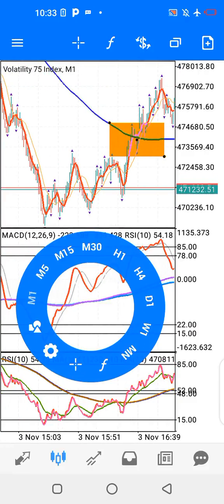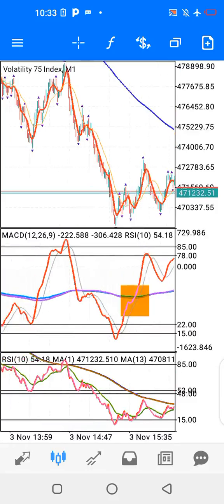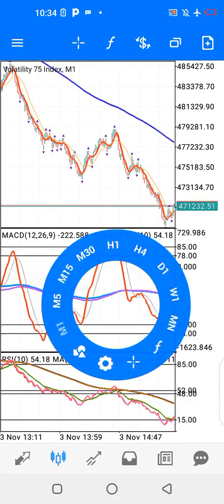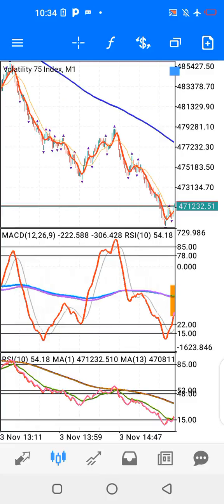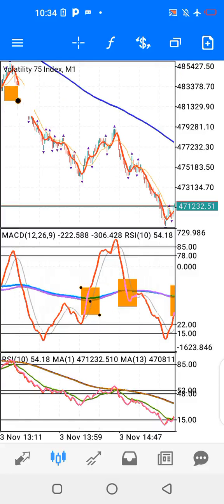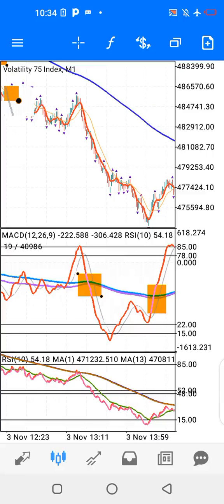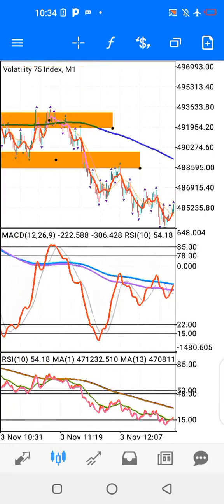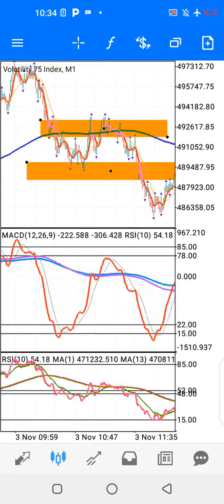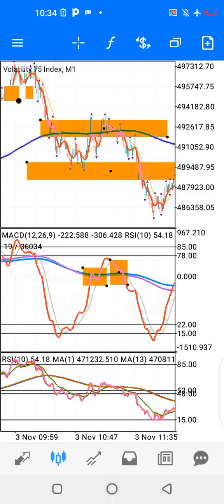Crossing above signals time to prepare to go long. Crossing below tells me to prepare to go short. Crossing above, prepare to go long. Crossing below, prepare to go short. So as it crosses, I get the alerts that I should get ready to buy or prepare to sell.